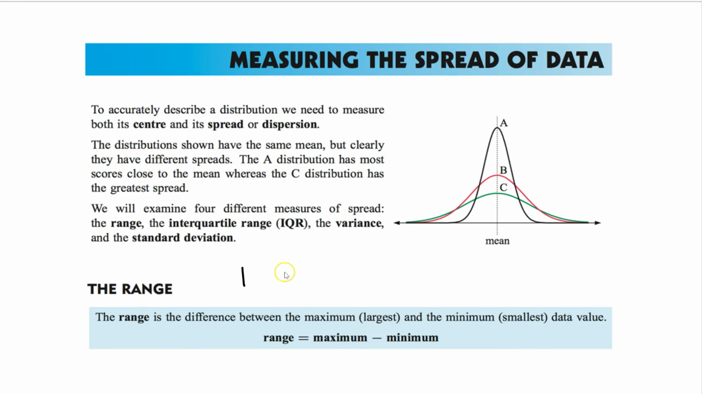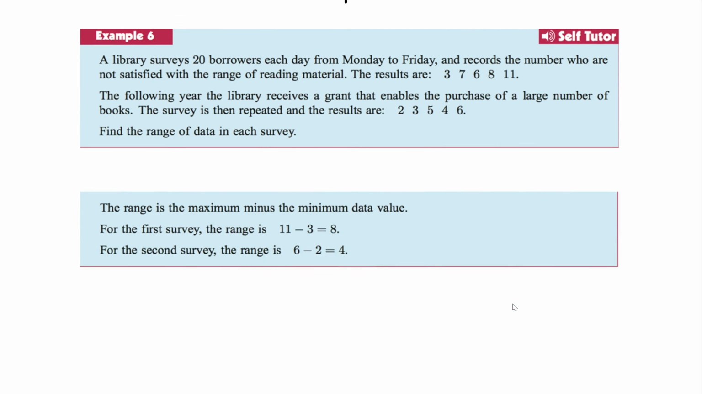So if you have 1, 3, 5, 7, 9, the range is just the maximum value minus the minimum value. So 8 points. Our range is 8. With that simple concept in mind, let's look at a quick example.